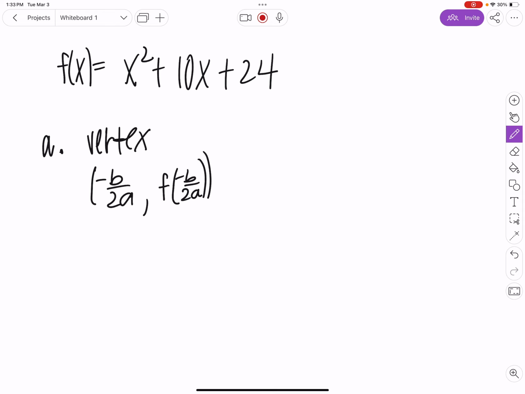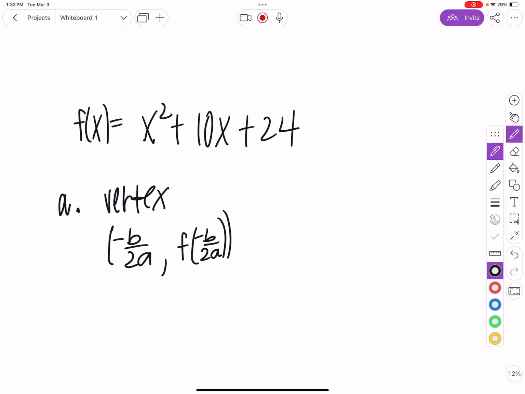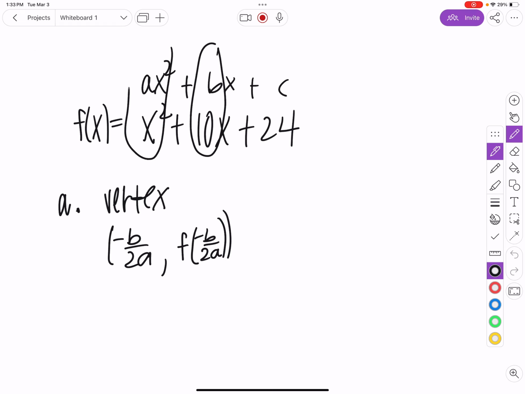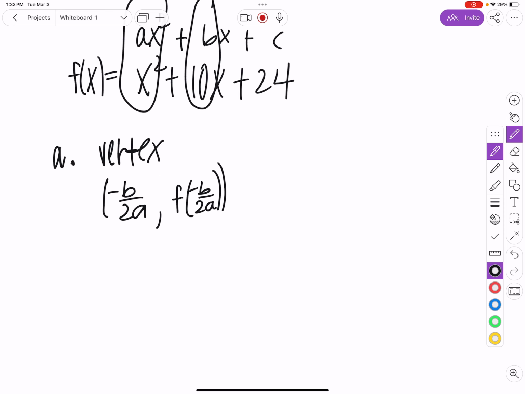Whatever number I get right here, I plug that into the original function, and that's going to be my y value. Now, it may help if I tell you this quadratic is in the form ax squared plus bx plus c. So I know that my b term is 10 and my a term is 1. Let's figure out what the x is. It's going to be opposite b over 2 times a. So if b is 10, we'll say negative 10 over 2 times a, which is 1. That's going to give us negative 5.